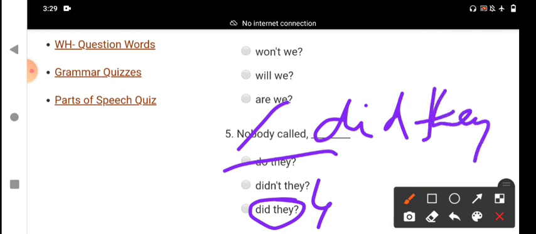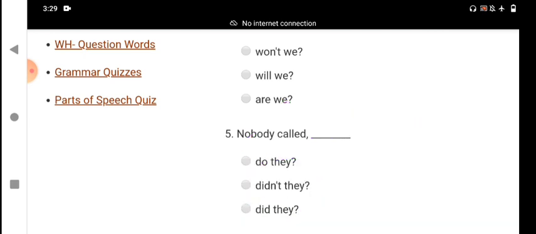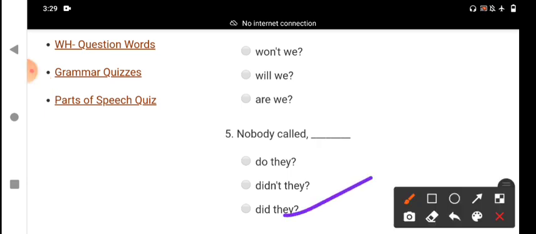Did they? Did they is the right answer, my dear students. Did they, this is the third one, this is the right answer. Why? Because it is a negative statement, it takes the positive question tag. That is the right answer, my dear students.